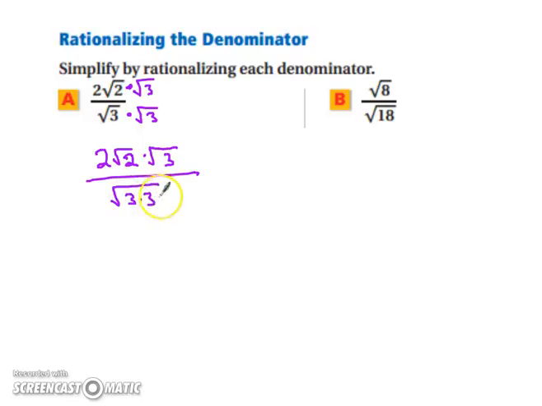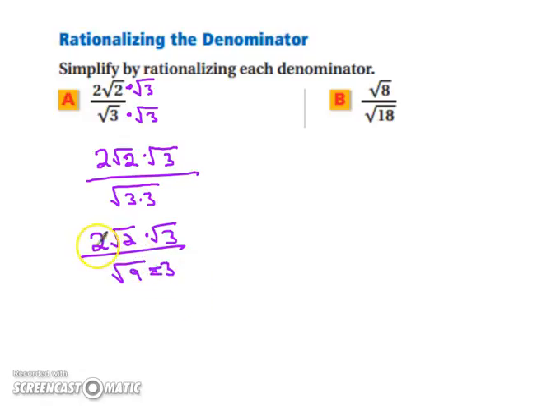Well, that's the same thing as saying the square root of 9. So we have 2 square roots of 2 times the square root of 3 over the square root of 9. Well, we know what the square root of 9 is. That's 3.